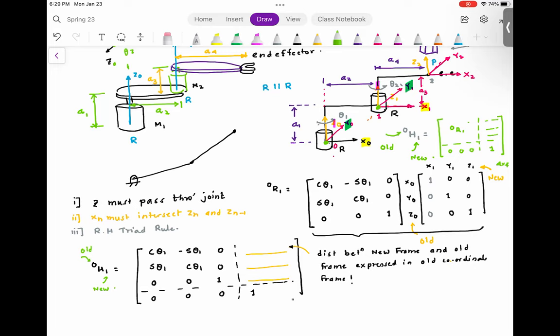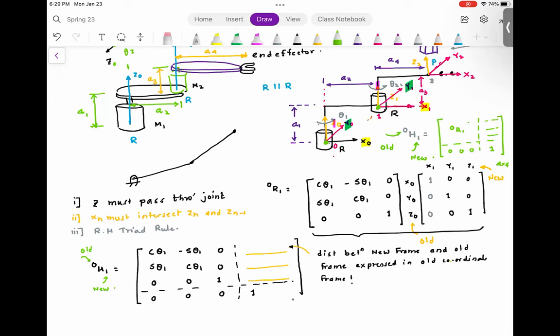It means, can you see that if I want to go from the 0th frame to the first frame, I need to travel A1 units along Z0. I need to travel A1 unit along Z0. Do you agree with me? And I need to travel A2 unit along X0. Do you agree with me?